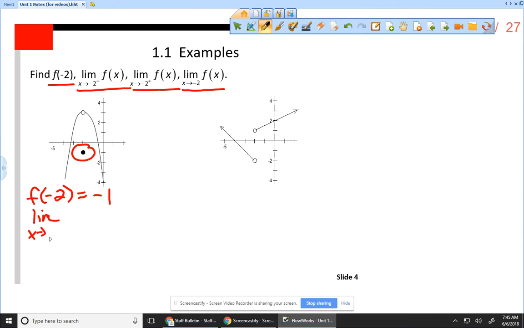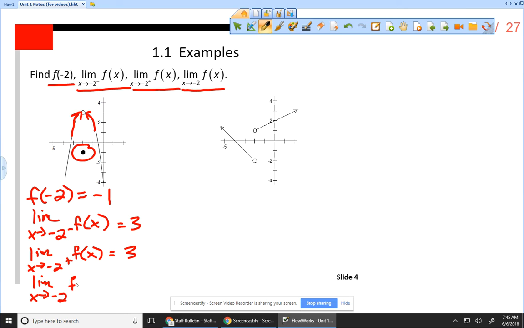The limit as x approaches -2 from the left of f of x. So we are moving along the curve from the left, and we are approaching a y value of 3. The limit as x approaches -2 from the right of f of x. Once again, we are moving along the curve from the right, and we are approaching a y value of 3. Therefore, the limit as x approaches -2 of f of x, well, we have to look at the limit from the left and the limit from the right. Those are both 3, and therefore the overall limit as x approaches -2 of f of x is equal to 3.